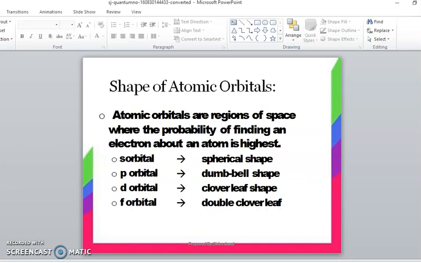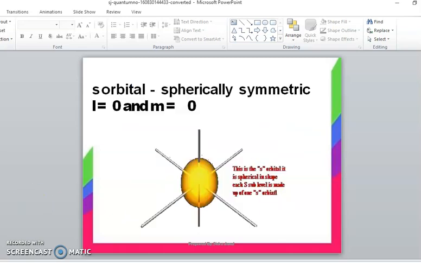Now next we have to discuss the shape of atomic orbitals. So we know S orbital has spherical symmetry, P orbital is dumbbell shaped, D orbital is flower, leaf or double dumbbell, F orbital is double flower. We'll discuss each one. S orbital is very familiar, it is spherical in shape.